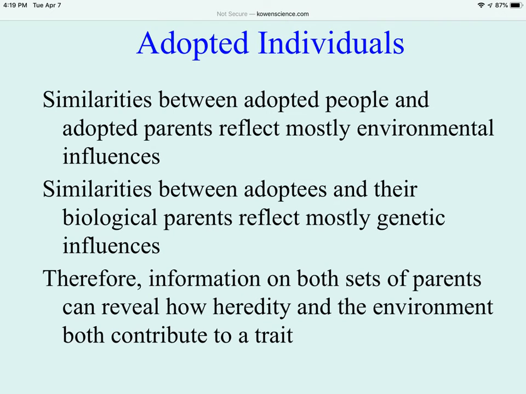So if we're looking at adopted individuals, the adopted individual and the adopted parents, the similarities there are environmental, whereas if we looked at the adopted individual and their biological parent, the similarities there are completely genetic. So it's good to look at information on both sets, and that can help determine heredity versus environment for various traits.